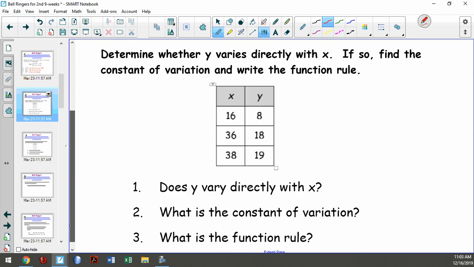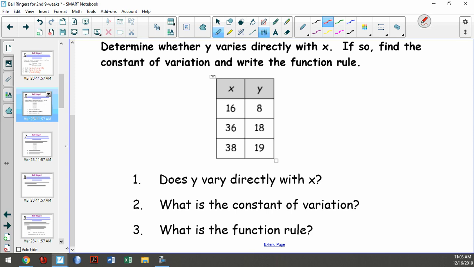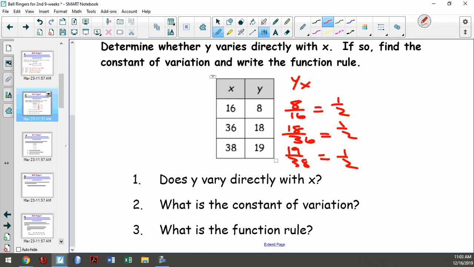My bad. Okay, how do I know if this varies directly with x? How did we do this? We did y over x. So 8 over 16 gives me 1/2. 18 over 36 gives me 1/2. 19 over 38 gives me 1/2. If they are all equal, then yes, it is direct variation. And then what is your constant of variation, which is your k value? Well, what is it? You wrote it 3 times. 1/2. So what is your function rule? y equals 1/2 times x. Do we all understand that?